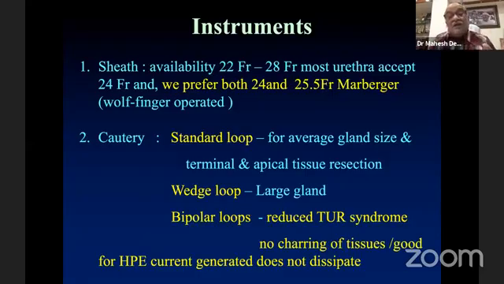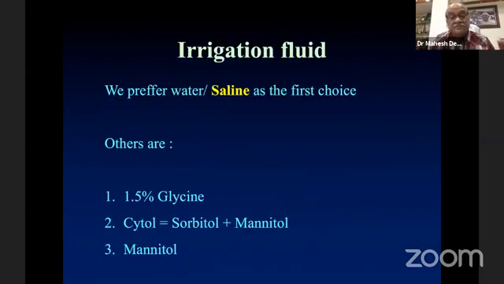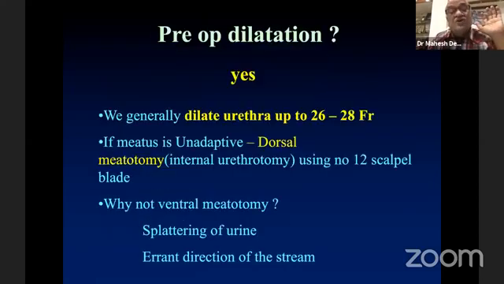But today, the bipolar loop is the most common we use, which reduces the TURP syndrome, with no charring of the tissue, and the high power current generated does not dissipate. So it gives you a better picture. And previously we were using water, but now we are using saline. So we see a lesser amount of TURP syndrome.